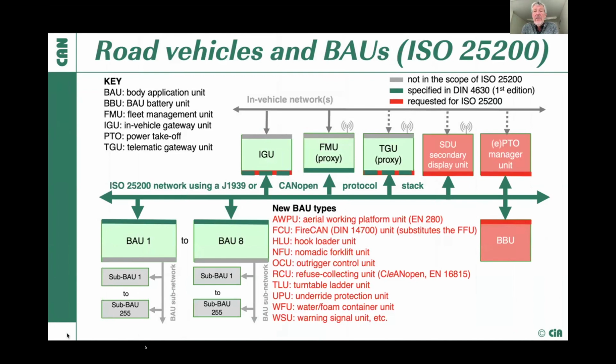At the moment, we are updating ISO 25200 in the ISO. So we add additional body application units like aerial working platforms according to EN 280, fire CAN, and hook loader units, nomadic forklift units, outrigger control units, refuse collecting units, and we have to update or improve them because the old version had just a reference to old versions of the EN standard, and turntable ladder units, underride protection units, water foam container, warning signal units, etc. So this is a lot of new parameters, and you will see that this will be very huge and powerful and mighty documents.